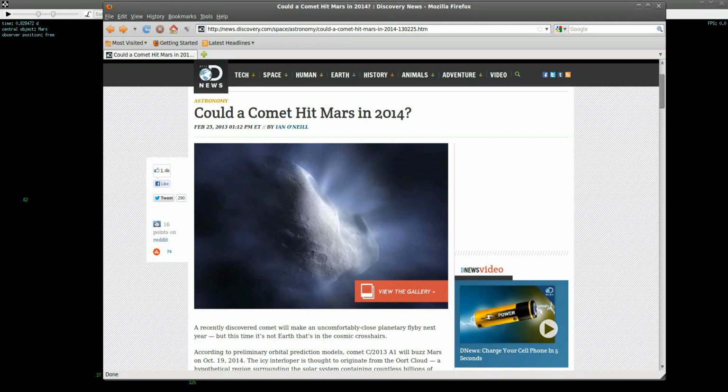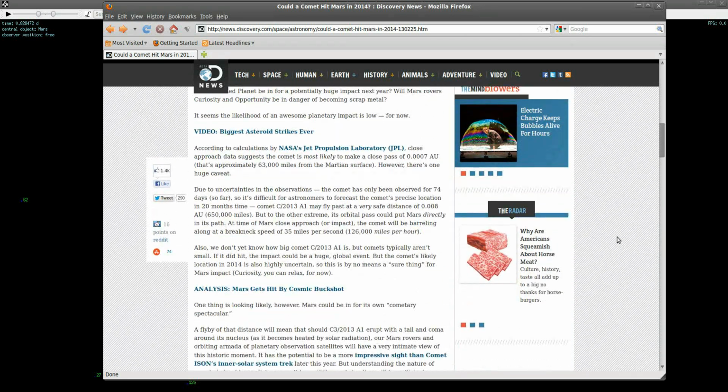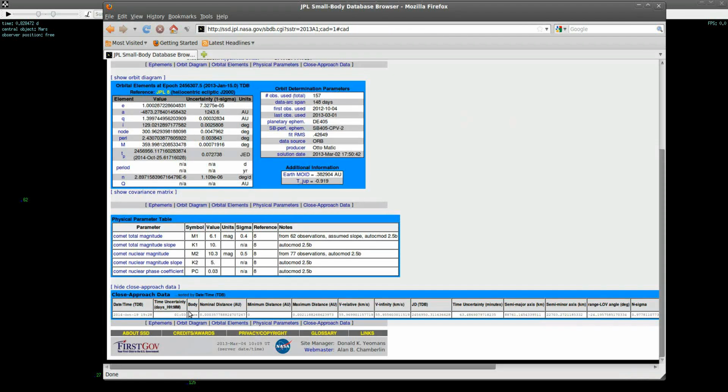And what we know so far is that on October 19th, 2014, it will be making either a very close pass to the planet or it will actually collide with it. When this particular article was published about a week ago, JPL's website showed that the nominal orbit had a close approach distance of 0.0007 astronomical units.